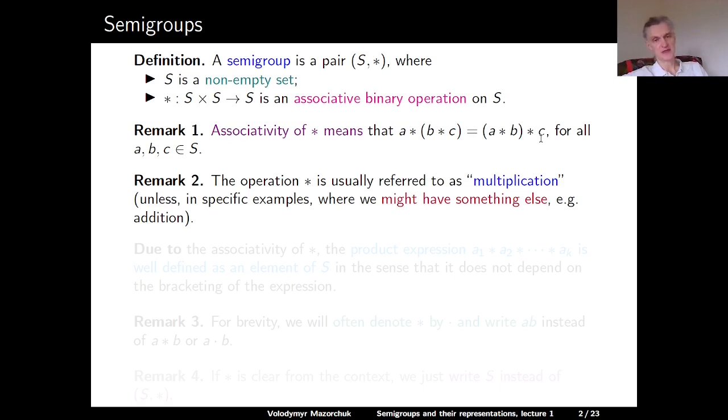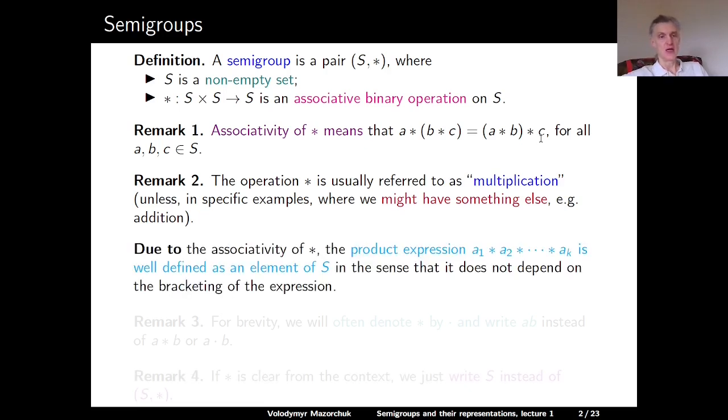However, in specific examples, we might have some different operations, for example, addition. Due to the associativity of our operation, the product expression A1 asterisk A2 asterisk and so on asterisk AK is well defined as an element of our semigroup in the sense that it does not depend on the bracketing of this expression.